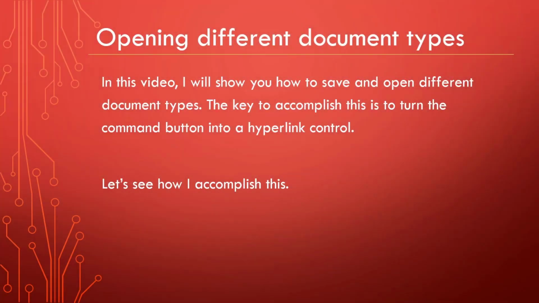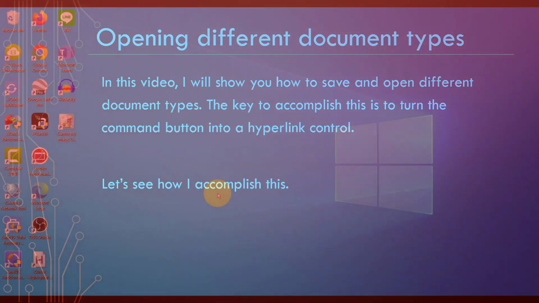In this video, I will show you how to save and open different document types. The key to accomplish this is to turn a command button into a hyperlink control. Let's see how I accomplish this.